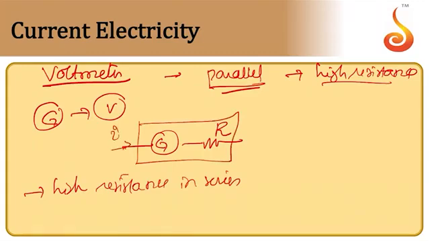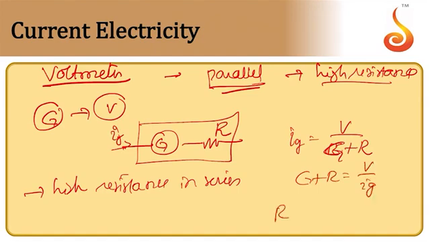Suppose the current is I, this Ig. So, we can say the resistance required can be calculated easily. Now, Ig is equal to V divided by R, that is galvanometer resistance plus R. So, we can say G plus R is equal to V by Ig, or the resistance required is V by Ig minus G. So, in order to convert a galvanometer into a voltmeter, we need to connect a high resistance in series, and the resistance required is given by V by Ig minus G.